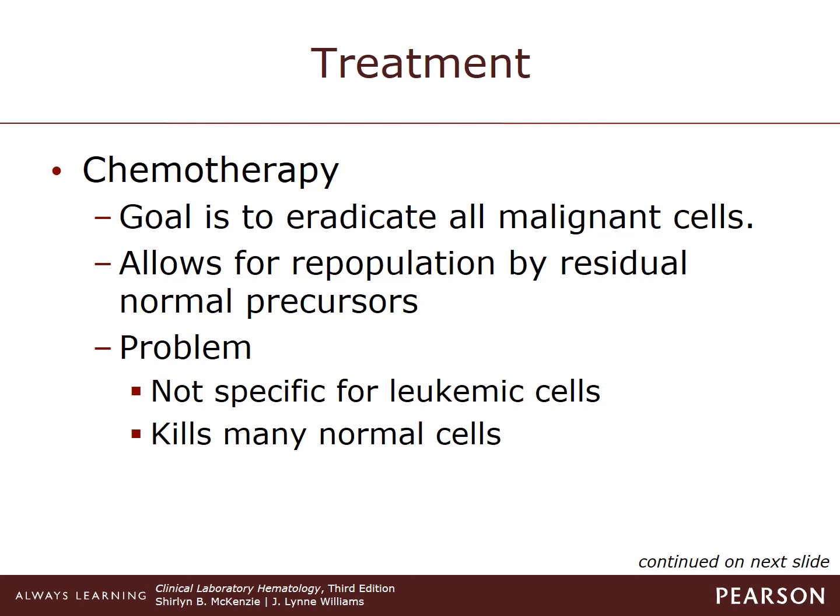As for treatment, chemotherapy remains the treatment of choice for many types of leukemias because the goal of this type of therapy is to eradicate all malignant cells within the bone marrow and allow a repopulation of residual normal hematopoietic precursors. Now, the problem is it's not really specific for leukemic cells and kills many normal cells. That's why you lose your hair during chemotherapy. Now, they are coming up with monoclonal and specific gene-targeted therapy, so cancer treatment in the future is looking very promising.